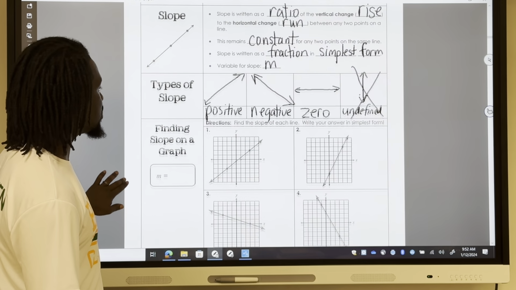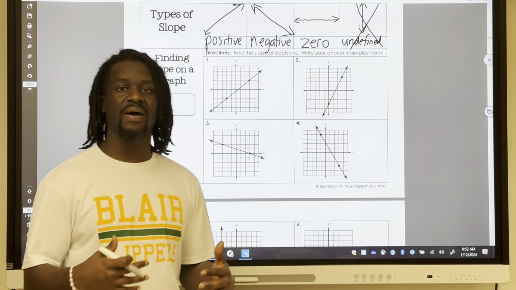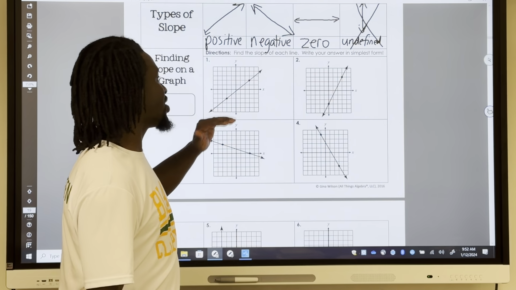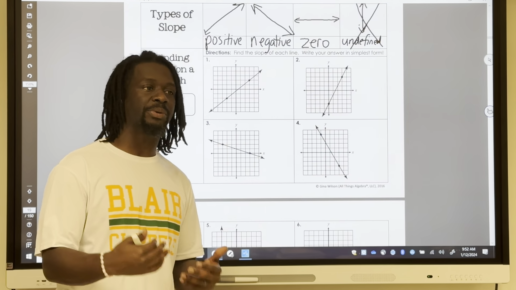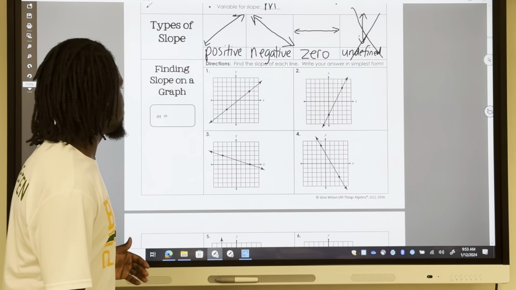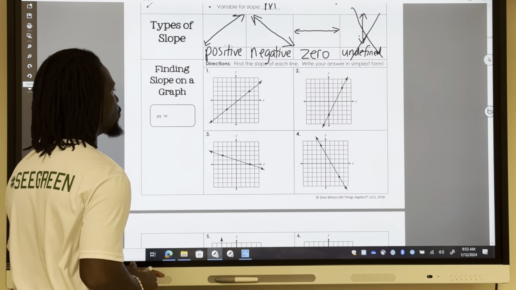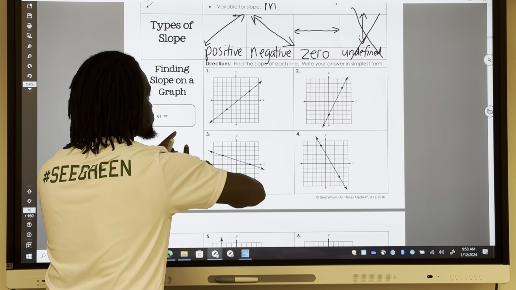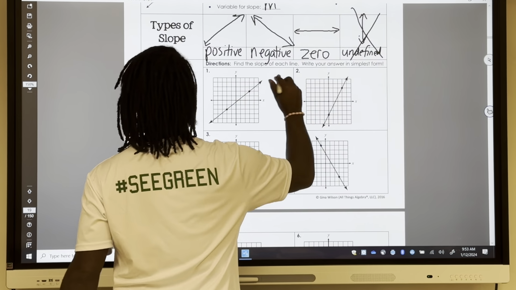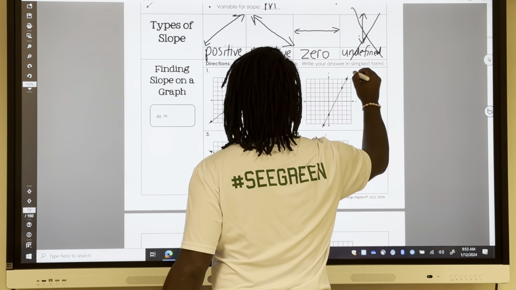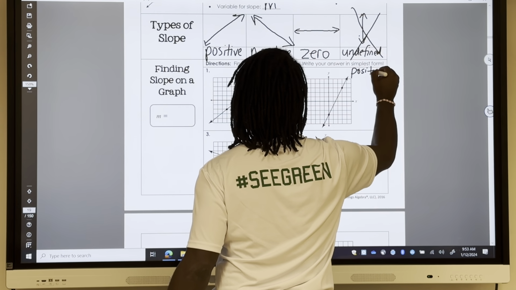Before I talk about how to actually find the slope, I want us to take a minute and look at our examples and figure out what type of slope we have. Do we have a positive slope, a negative slope, or a 0 slope? For number 1, my graph is moving up into the right. That is a positive slope. The next one is also moving up and to the right, so that is also a positive slope.